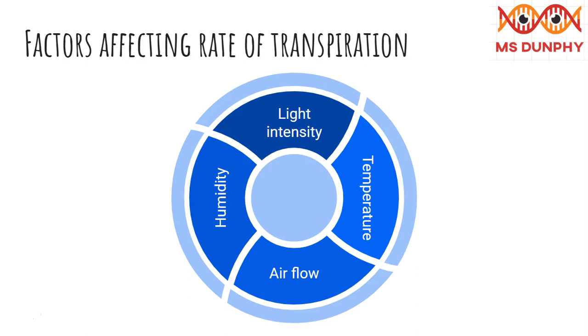Humidity. The drier the air around the leaf, the faster transpiration happens. This is like what happens with airflow. If the air is humid, there is a lot of water in it already, so there is not much of a difference between the inside and outside of the leaf. Diffusion happens fastest if there is a really high concentration in one place and a really low concentration in another.